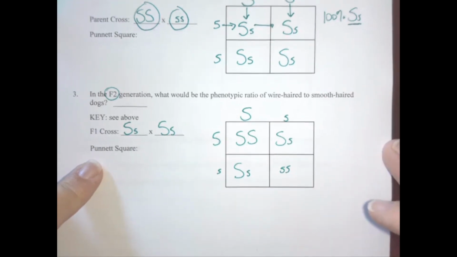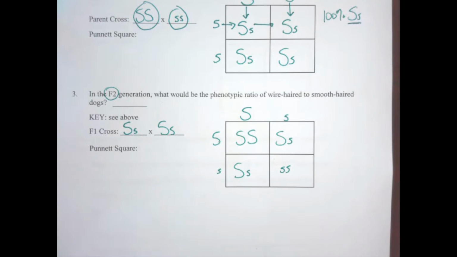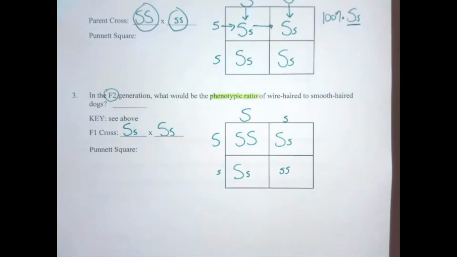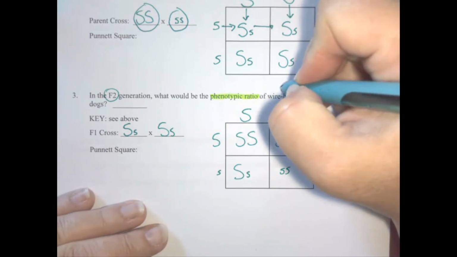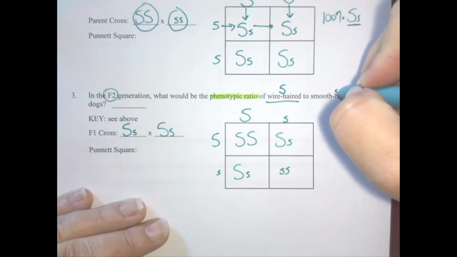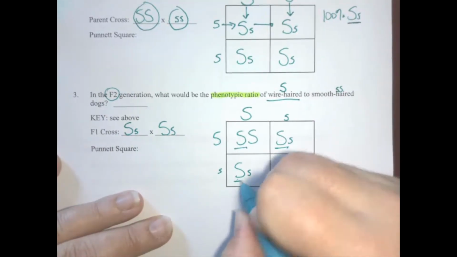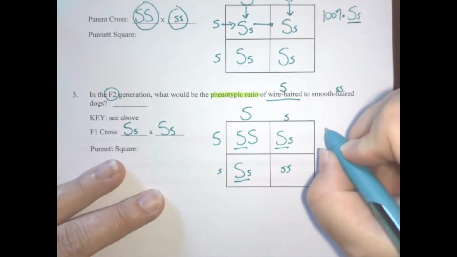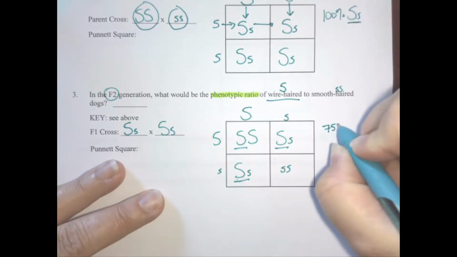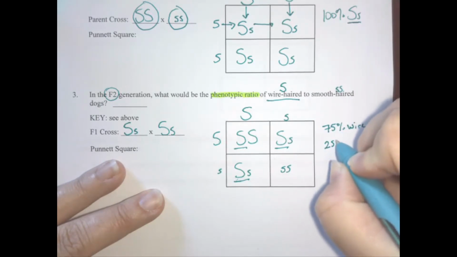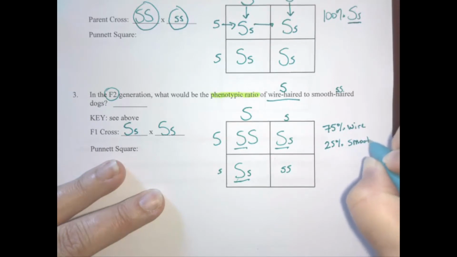Okay. Now, what is the question again asking for here? It's wanting what we would call the phenotypic ratio. So they want to know what they look like, not the actual genotype here. All right. So if they have at least a big S, they're going to be the wire-haired. And if they have the 2 little s's, they're smooth-haired. Okay, so since a big S is here, here, and here, that means that 3 of the 4, which is 75%, are going to be wire, and 25% is going to be smooth.